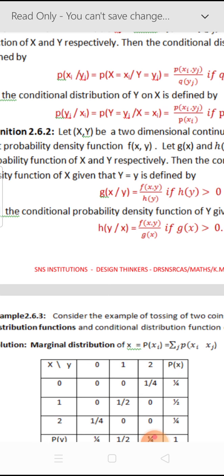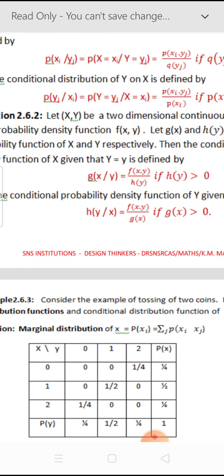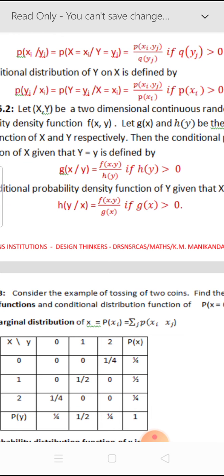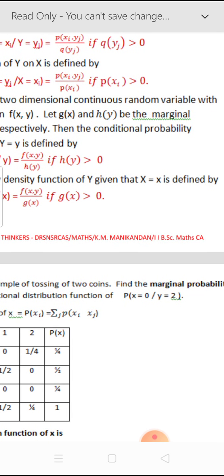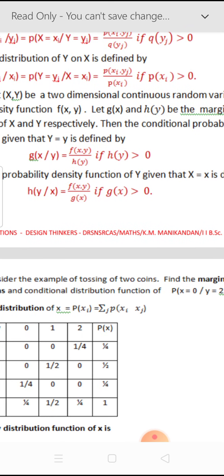Similarly, we can define the conditional probability density function of Y on X. So h(y | x) is equal to f(x, y) divided by g(x), where g(x) is greater than 0. Here we divide the joint probability density function by the marginal density function of X.